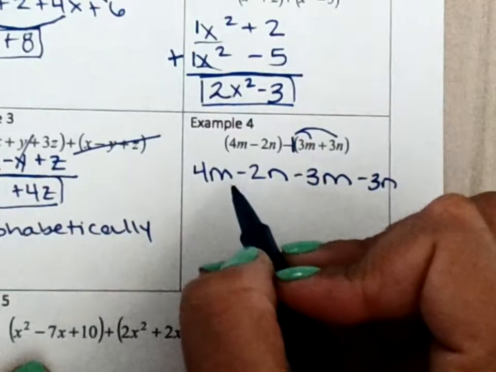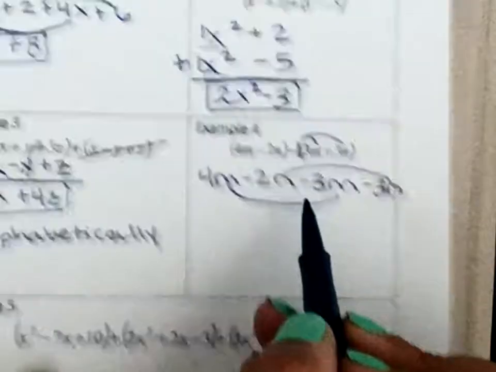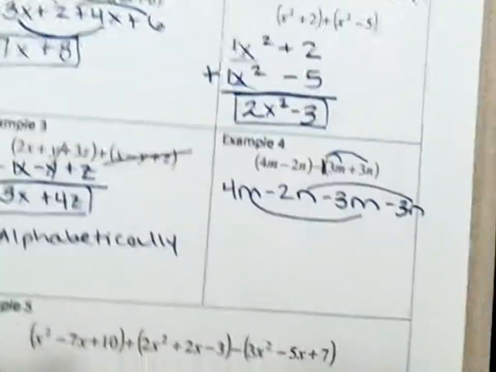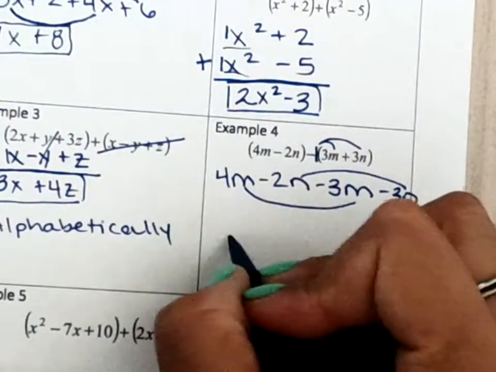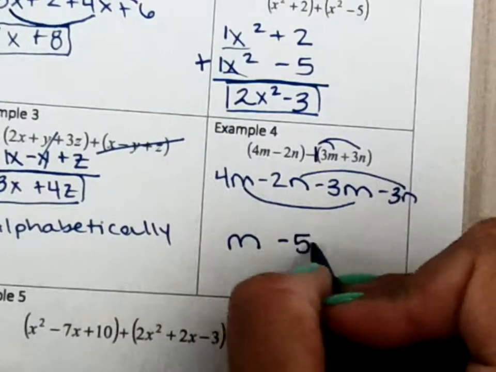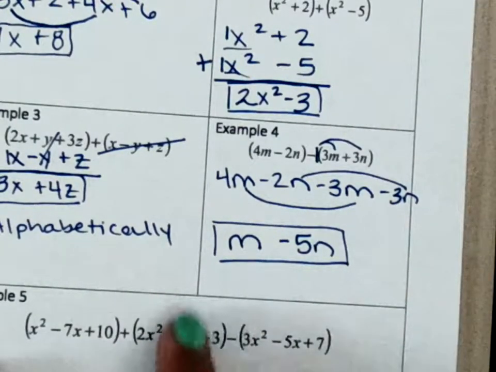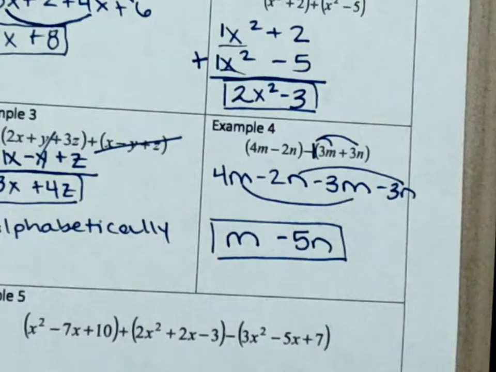Now I'm going to connect my like terms. Again, you can use this method or you can stack them. 4m minus 3m is just m. Negative 2 take away 3 is negative 5n. Notice that this is in alphabetical order as well.